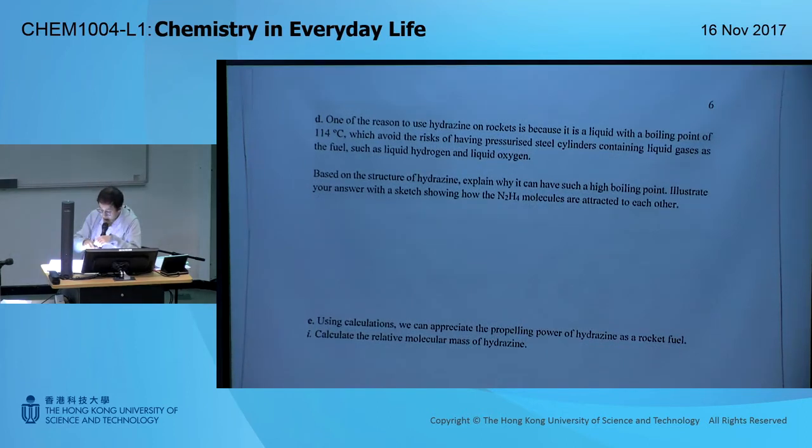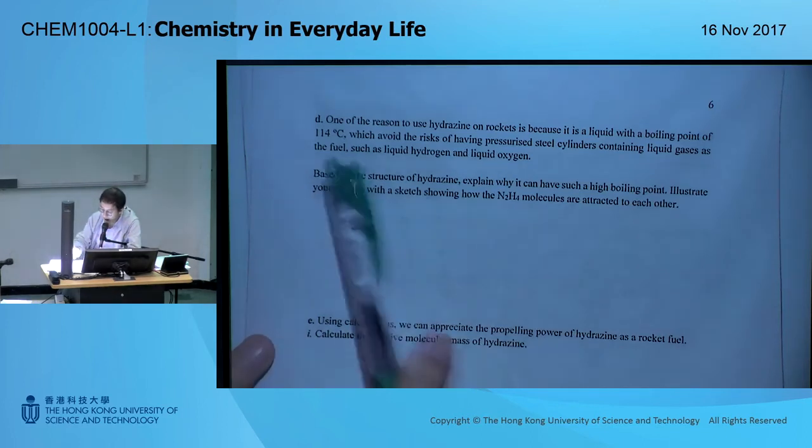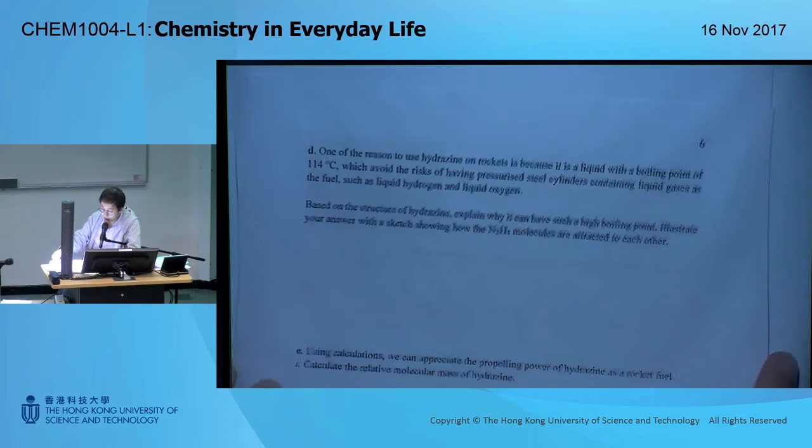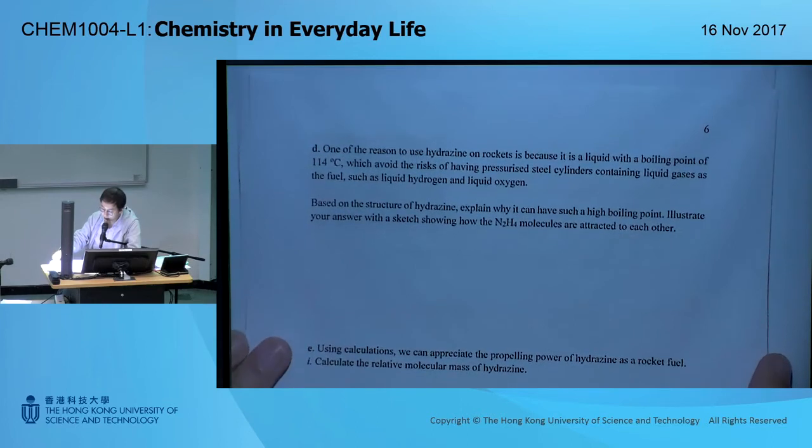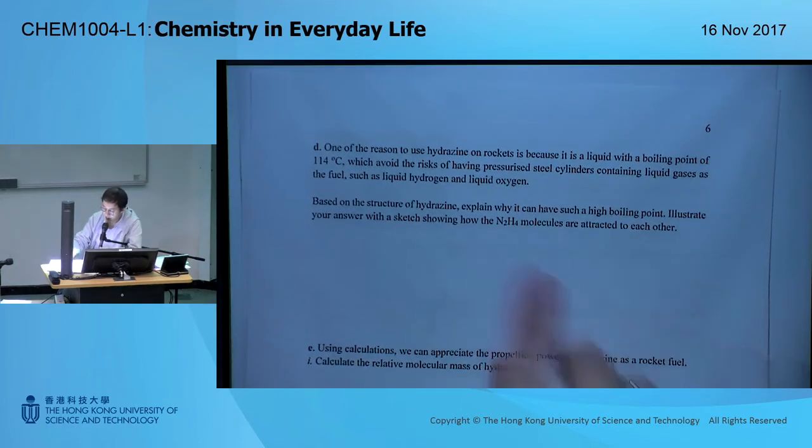One of the reasons to use hydrazine on the rockets is because it is a liquid with a boiling point of 114 degrees, which avoids the risk of having pressurized steel cylinders containing liquid gases as the fuel, because it's high pressure and it's outer space, so there's a risk of explosion. So based on the structure of hydrazine, explain why it is such a high boiling point liquid, 114, more than water. So illustrate your answer with a sketch of how the N2H4 molecules attract to each other.